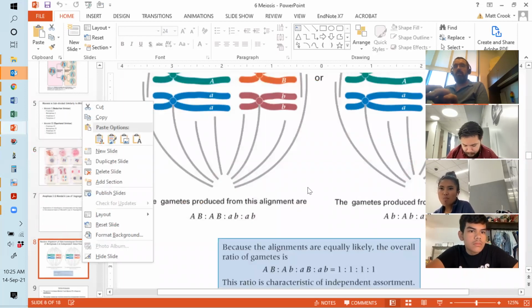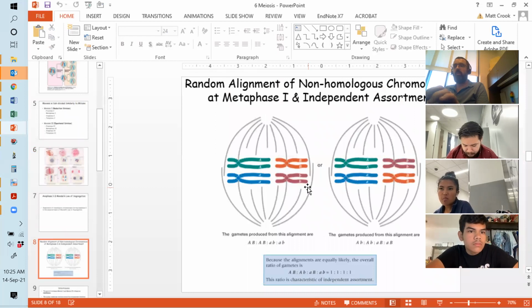So let's just zoom this back down again. This really lays that out in terms of pictures. You could have this combination, you could have this combination, you could have the opposite of those combinations too. Depending on which way round it is for each, you'll get a different combination of gametes. But when you add up all of those different combinations, you're going to get your 1-to-1-to-1 ratio.